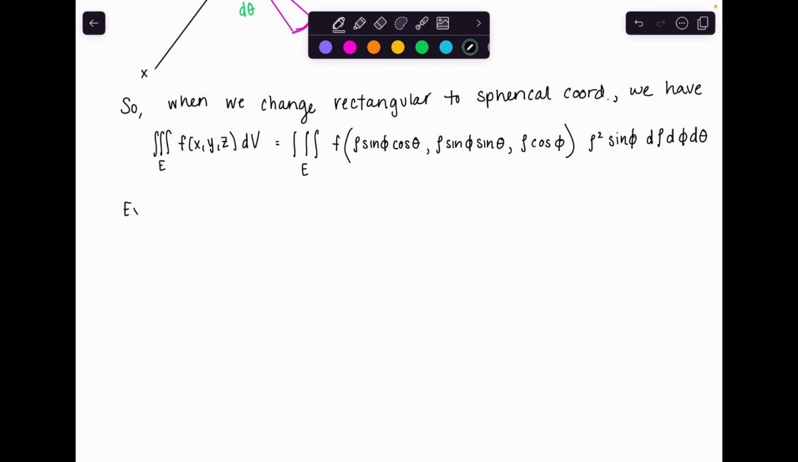So the example I want to start with is we're going to prove that a sphere with radius a has volume which is 4/3 pi times the radius cubed.